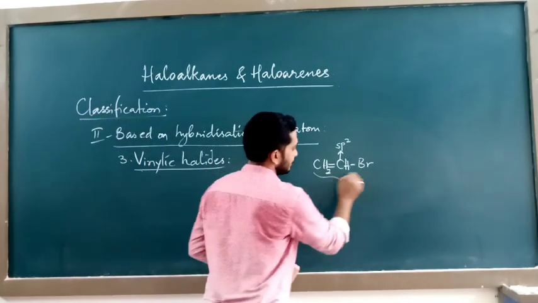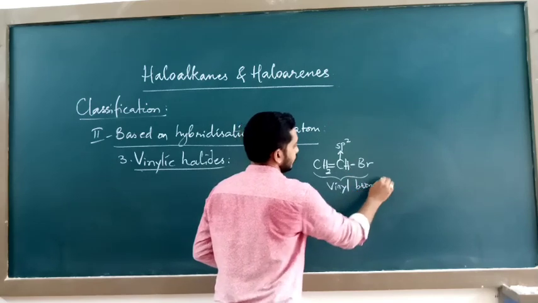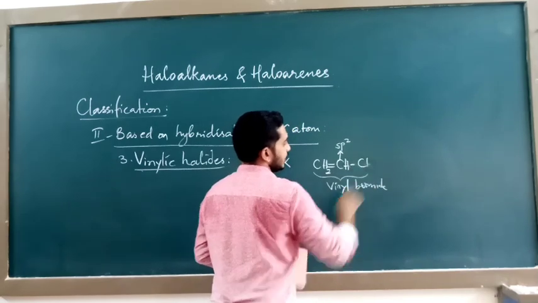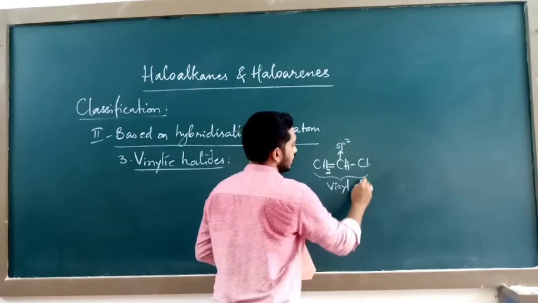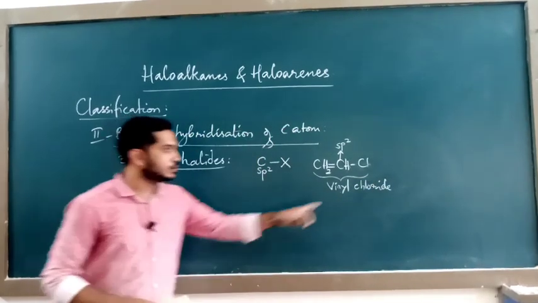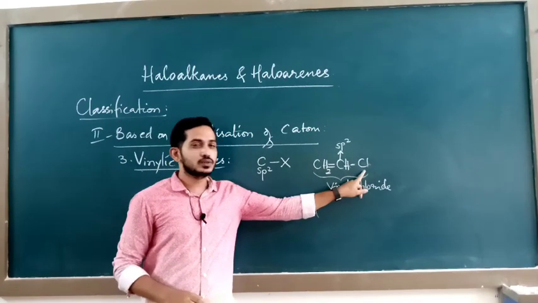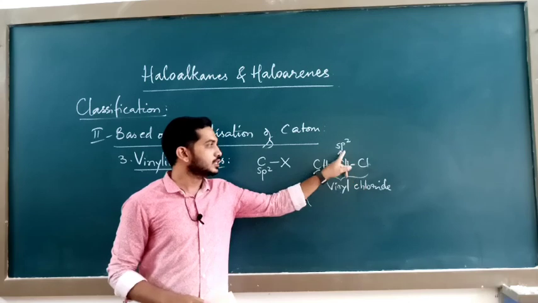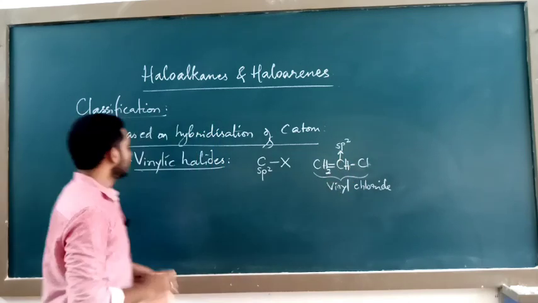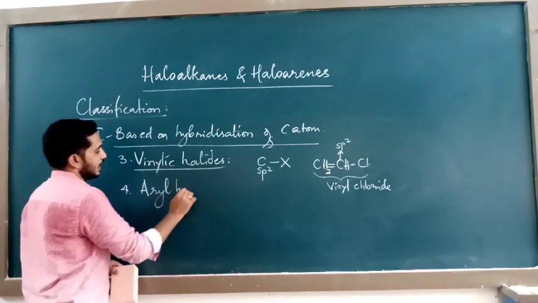Now the name of this example could be vinyl bromide. If it were Cl, then its name would have been vinyl chloride. Vinylic halides are those in which halogen is attached to a double bonded carbon. Vinylic halides are those in which halogen is attached to an sp2 hybridized carbon. And the last one is aryl halides.